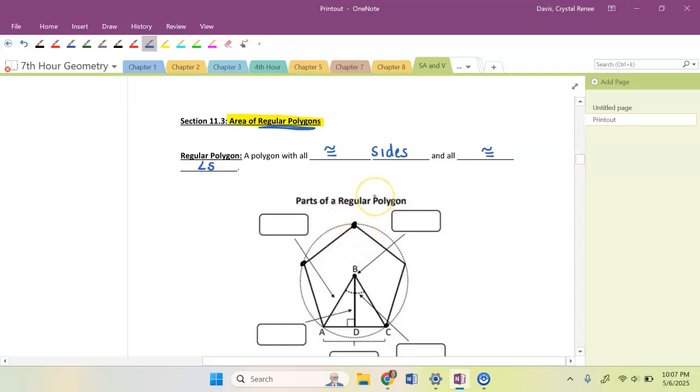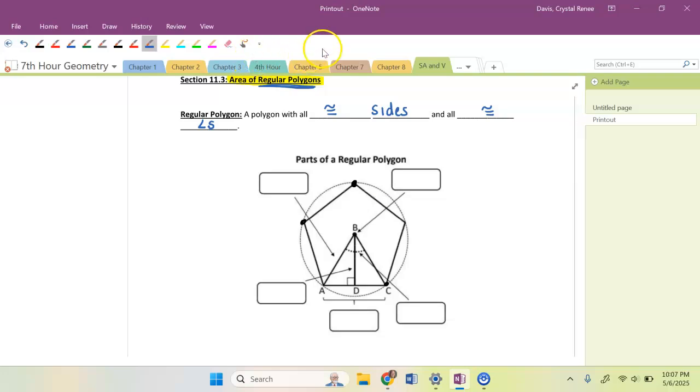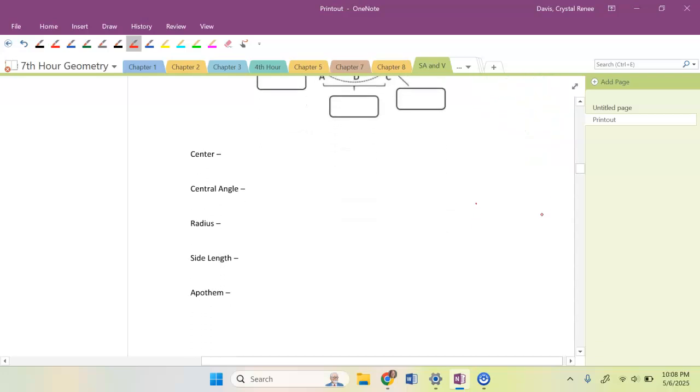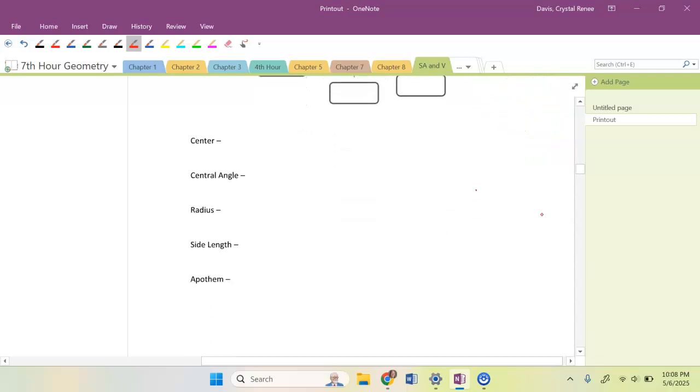Now remember from chapter 10, I'm going to write this off to the side, any regular polygon can be inscribed in a circle. And that circle is called the circumscribed circle. The polygon is called an inscribed polygon. Now I am going to write the definitions of these so you can copy them, and then I'll go back and explain them.